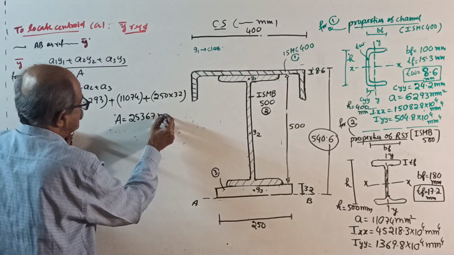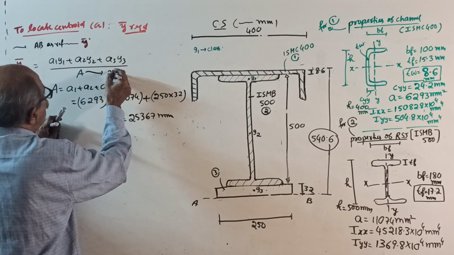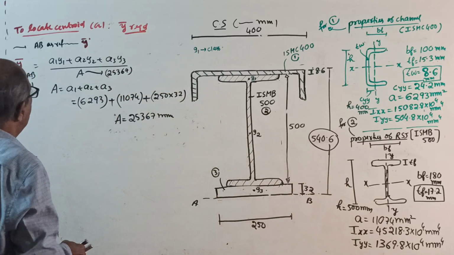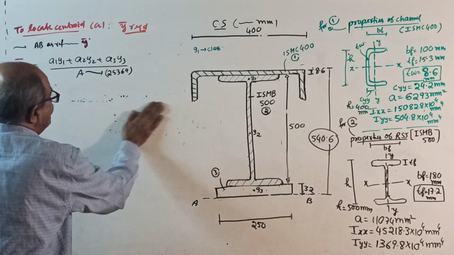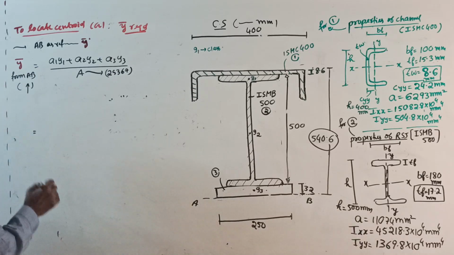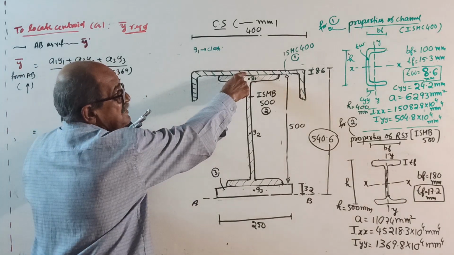25367 millimeter square is the total area. Remember now, total area is 25367. To save time, I will make a note here. Okay, now start. Remove this one. Start. A1y1 equal to, see here, correctly. A1, area of the channel.